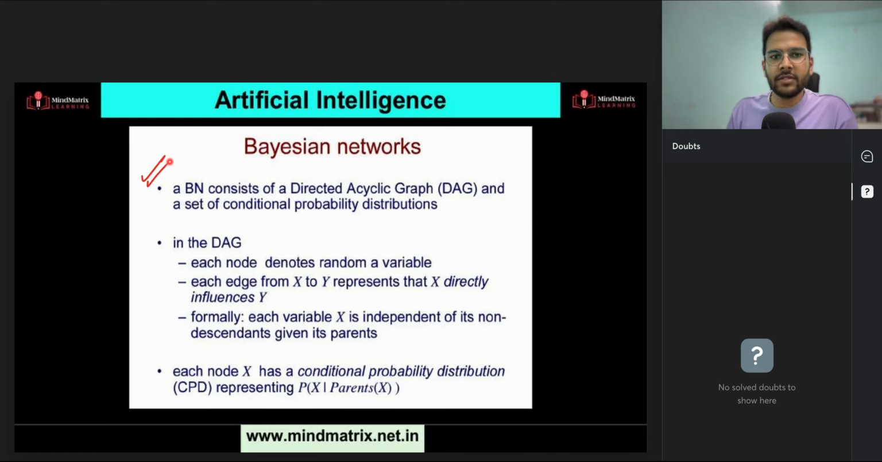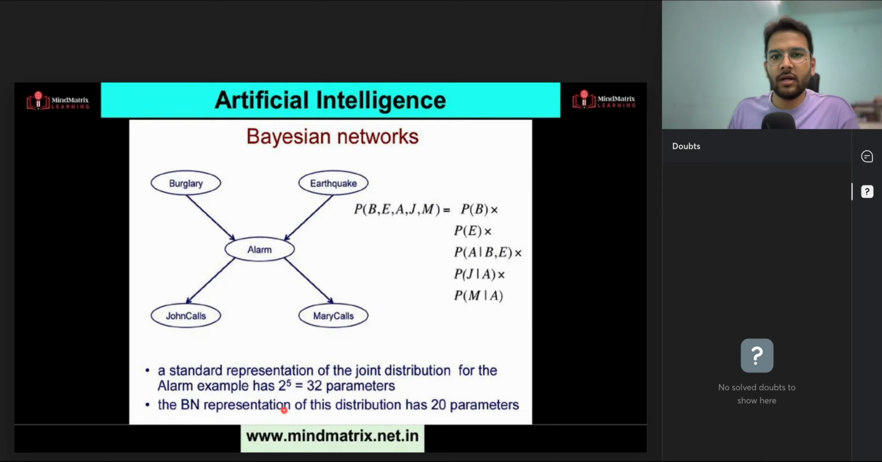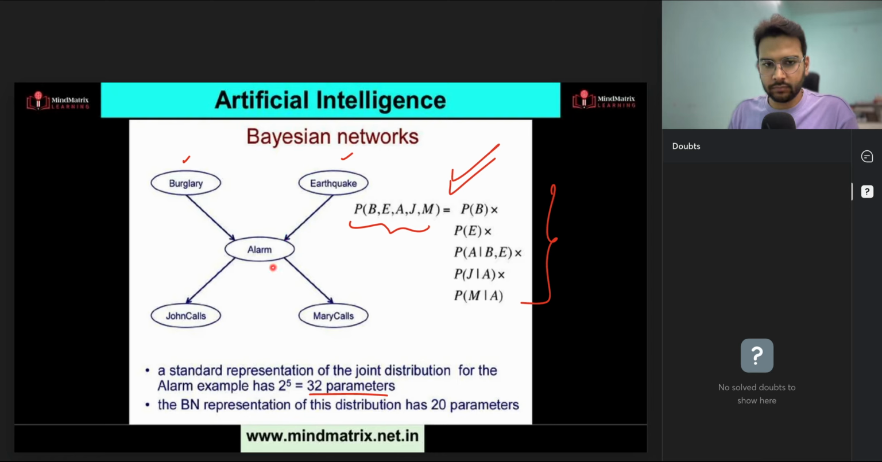So all these things we have discussed consist of a DAG, directed acyclic graph, and a set of conditional probability distributions. You know what a DAG is; I have already explained it, so you can just give it a read here. As you can see, the same expression we have written, and it has 32 parameters. So 2 into 4. How many possibilities will this have? Basically, total will be 32.